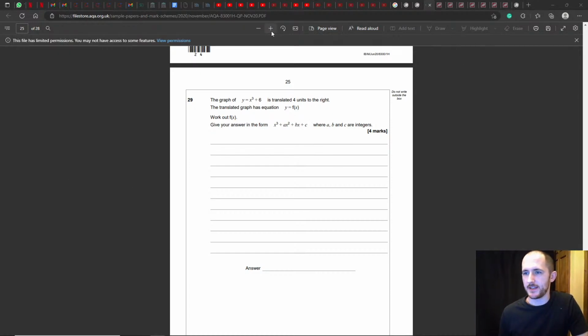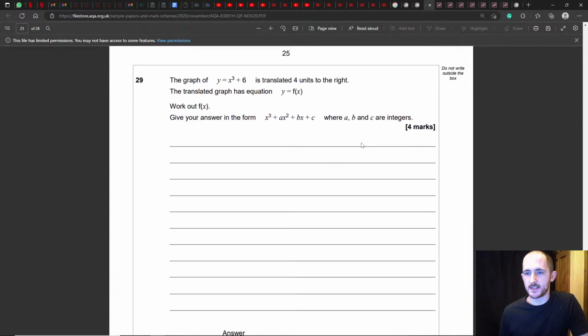So if I make this slightly bigger, so this is an AQA question, right? And this is probably one that would catch quite a few people off. I know, I like functions too. So they give you a graph, x cubed plus 6 is translated 4 units to the right. The translated graph has the equation y equals f of x, work out f of x, give your answer in the form, right? So if we have a look at this, oh, why can't I draw on it? Okay. I'm assuming if I saved it I could.